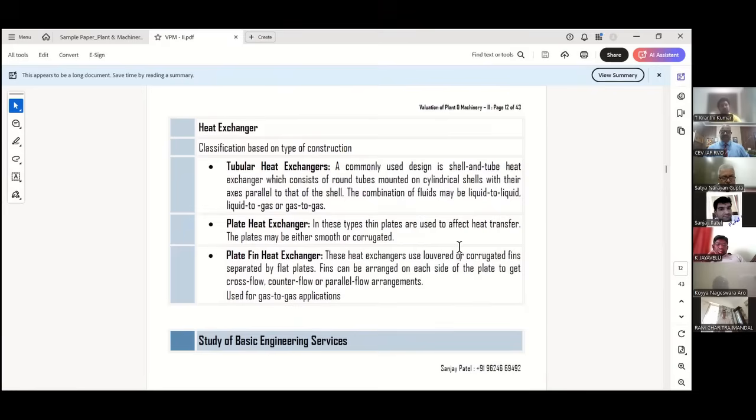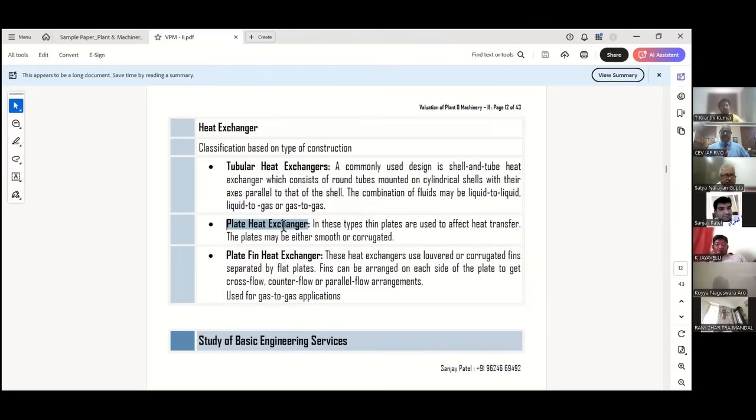Okay. So in the types of heat exchanger, first a tubular heat exchanger. Normally in chemical industries, we find a tubular heat exchanger, which is used for liquid to liquid, liquid to gas, gas to gas.